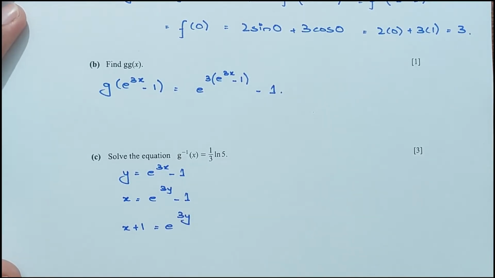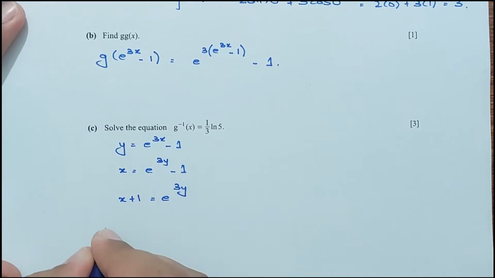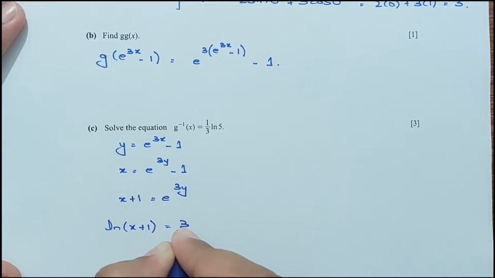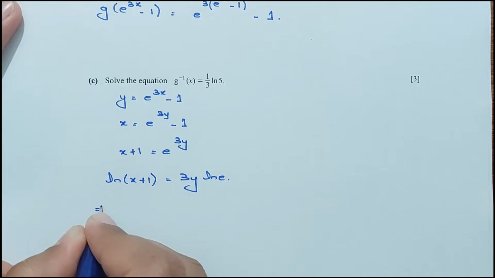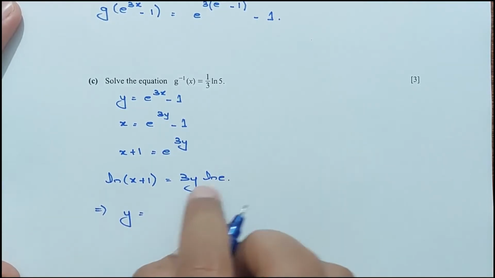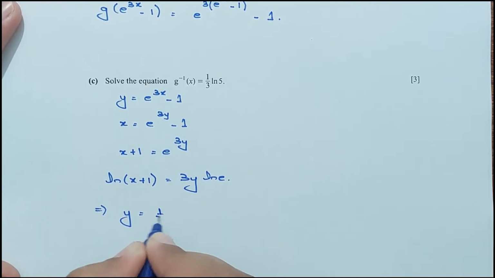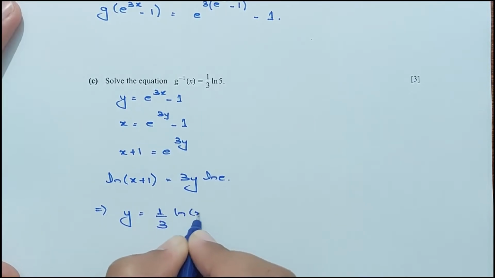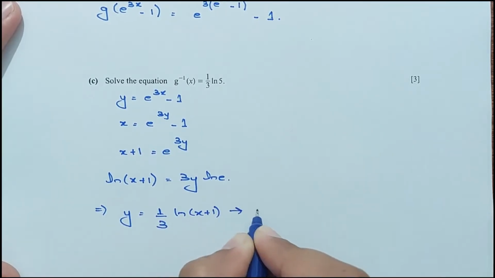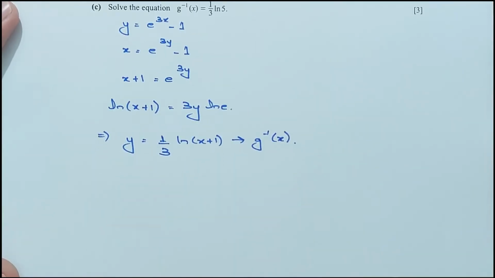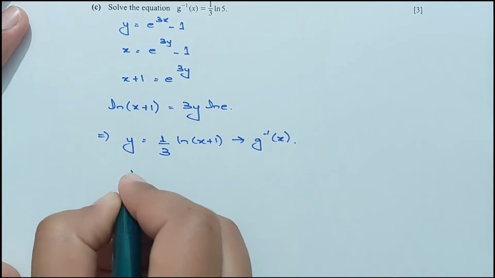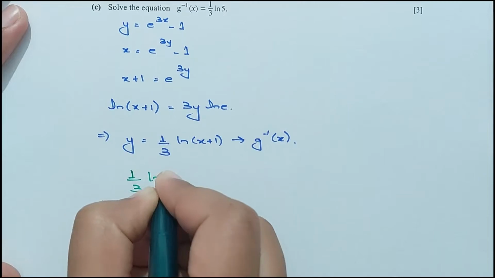Taking natural log on both sides, we can say ln of (x plus 1) equals 3y, since ln of e is just 1. So y equals 1 over 3 ln of (x plus 1). So this y is basically g inverse of x. Now g inverse of x equals this and we have to solve for x. So g inverse of x is 1 over 3 ln of (x plus 1).